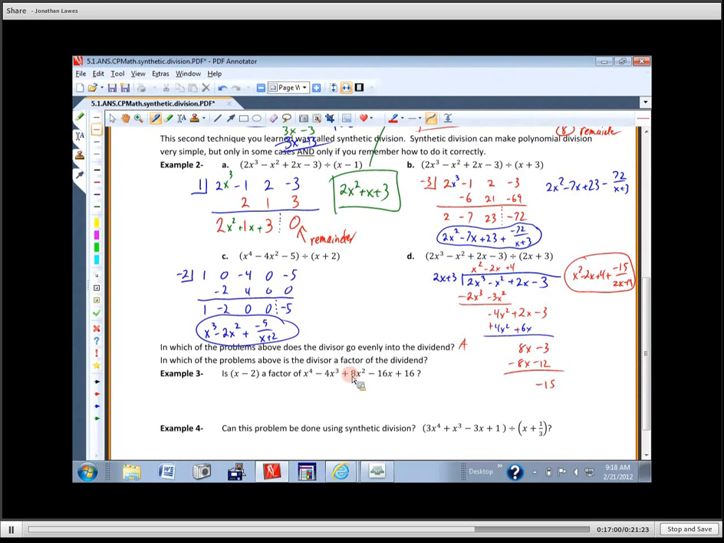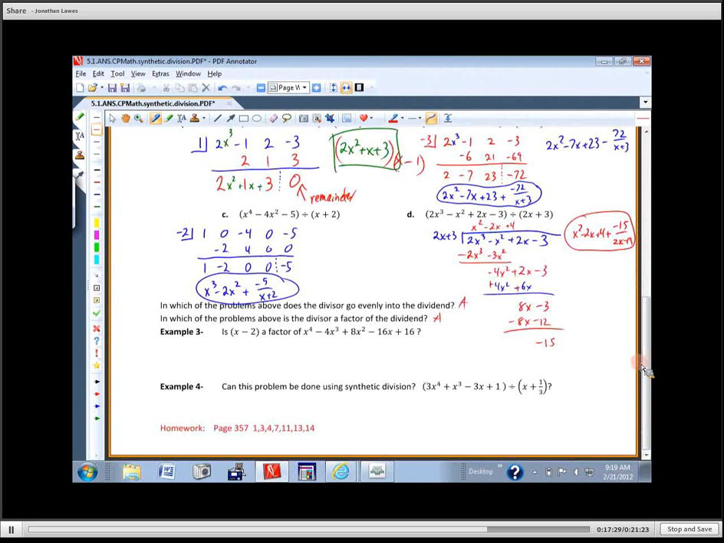Isn't that another way of saying which one goes in evenly? It is. Okay. So if it goes in evenly, what that means is that's a factor of the dividend. That goes in evenly. So if you were to take the quotient and multiply it by x minus 1, you'd get this polynomial right here. Okay? All right. Any questions?